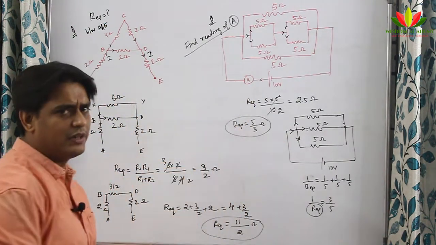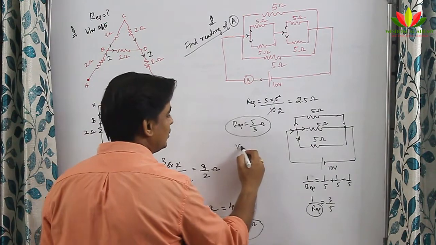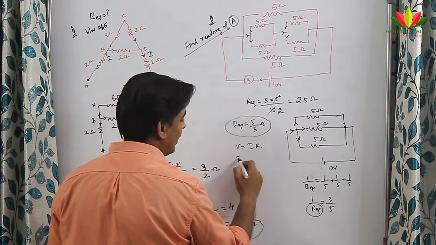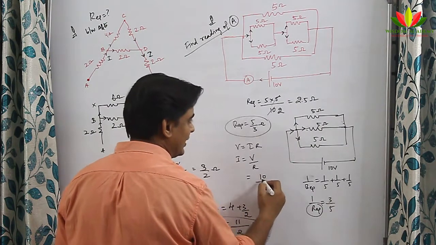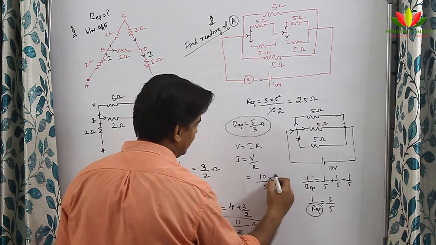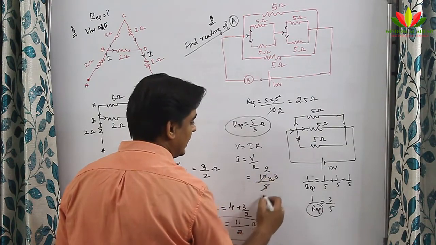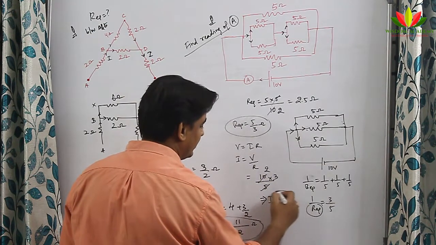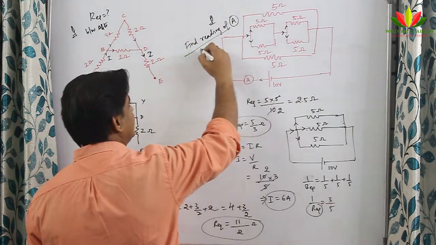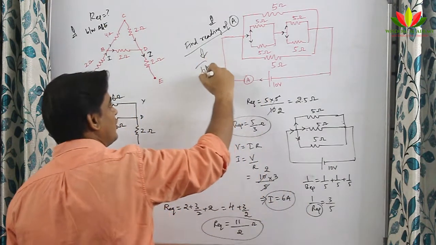Now I want to find the value of current. So we know that V is equal to IR. So I will be equal to V by R. What is V? V is 10 volt. What is R? R is 5 by 3. So 5 3s are 15, 10 into 3 by 5, 2 3s are 6. I will get the current as 6 ampere. So what is the reading of the ammeter? It is 6 ampere. I hope you understood this question.